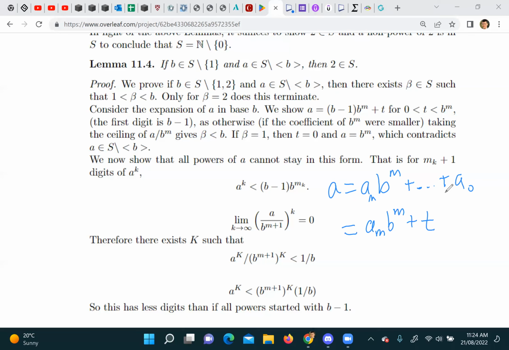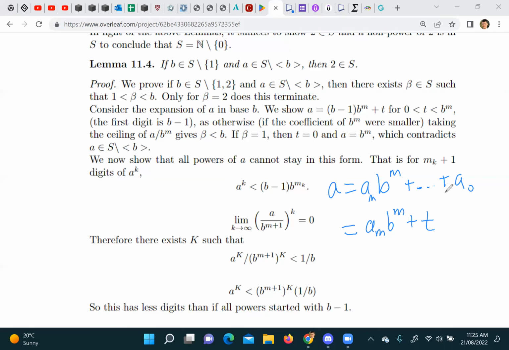If you divide by b to the m and you get 1, that means a is b to the m plus t. And if t was 0, then it's 1. If your t was non-zero, it will go above 1, like it has to at least go above. Because if t is 0, then it's a power of b, so that's a contradiction. Because if t is 0 and a_m is 1, then a equals b to the m.